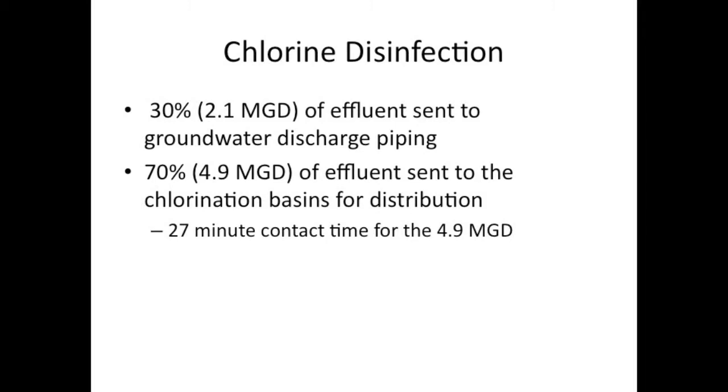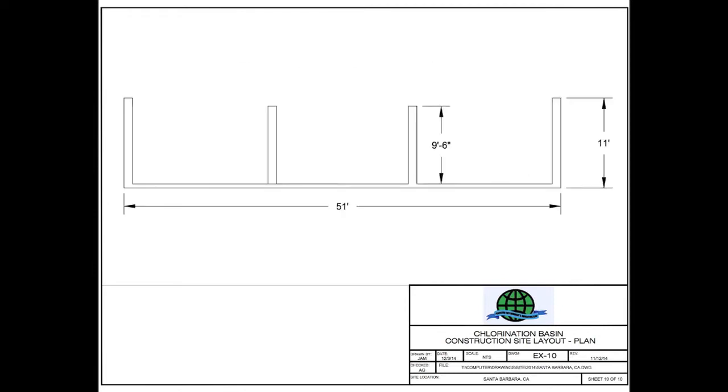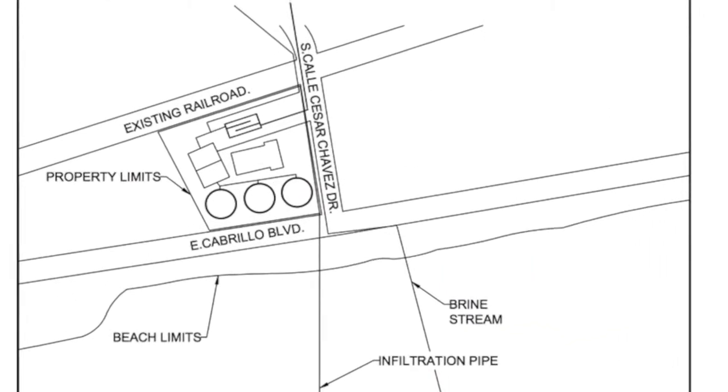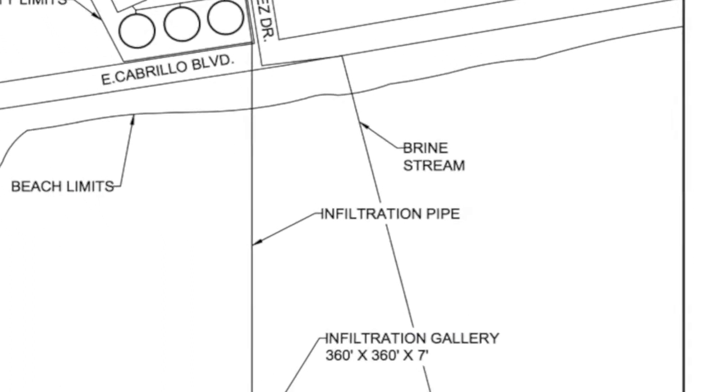The remaining 70%, or 4.9 million gallons per day of treated water, is sent to the chlorination process for a fluorochlorine residual so that it can be distributed to the Montecito Water District. The water will be chlorinated using sodium hypochlorite and have a contact time of approximately 27 minutes before it is sent out for distribution. The 7 million gallons per day of saltwater brine will be diverted back to the Pacific Ocean through a pipe that is located southeast of the desalination plant.